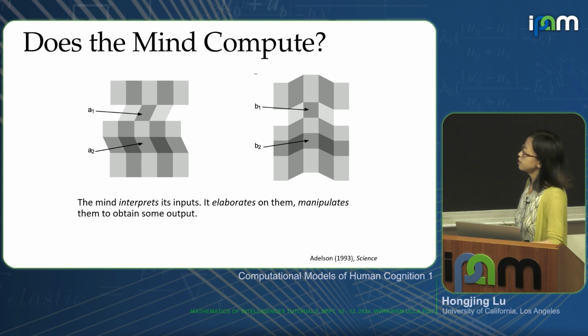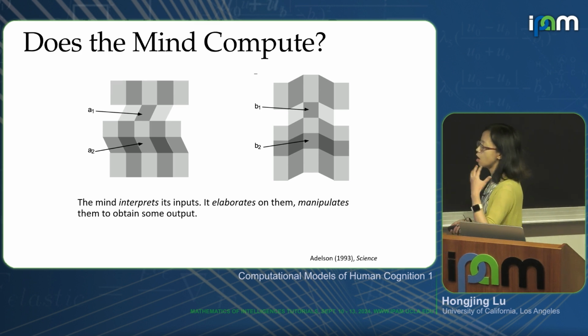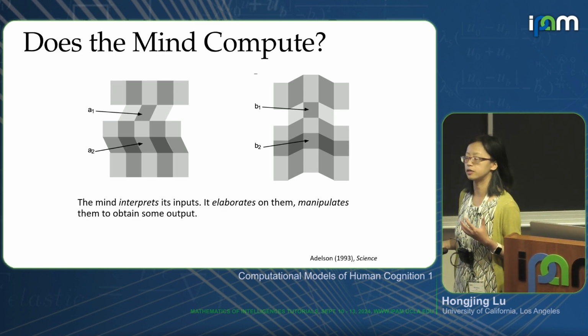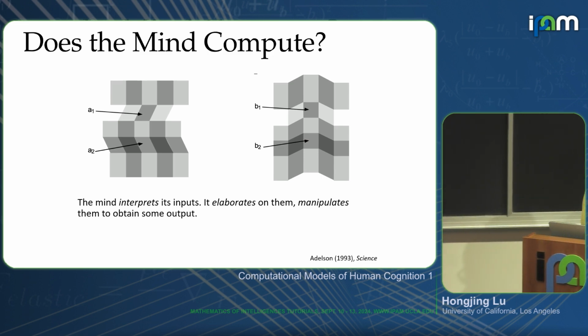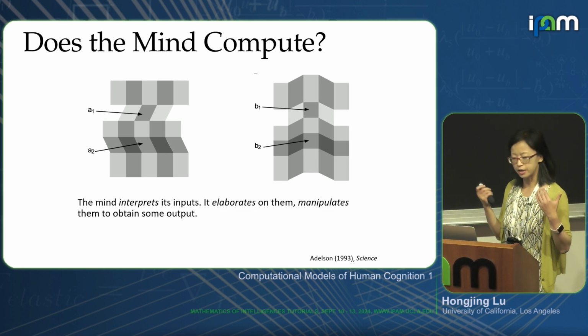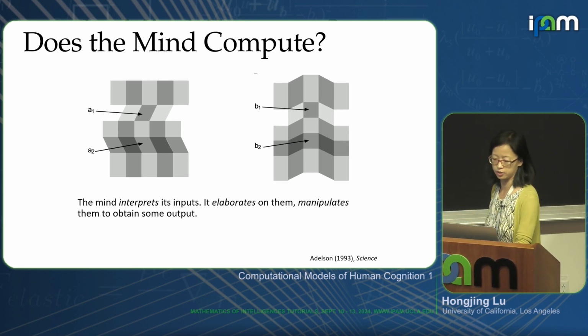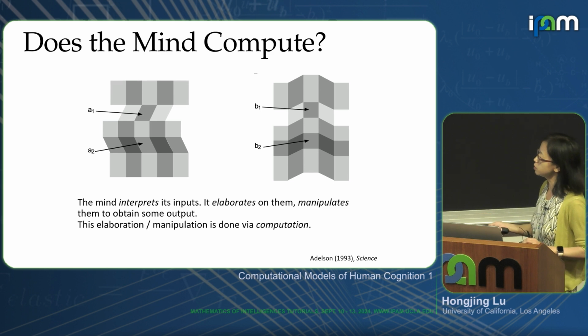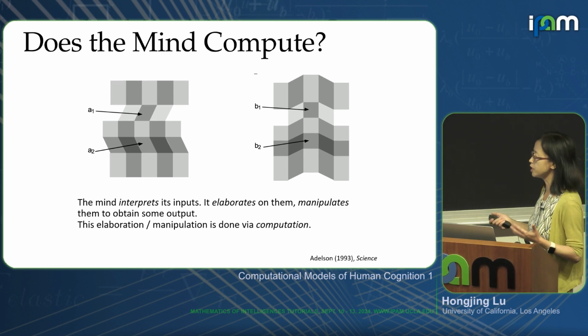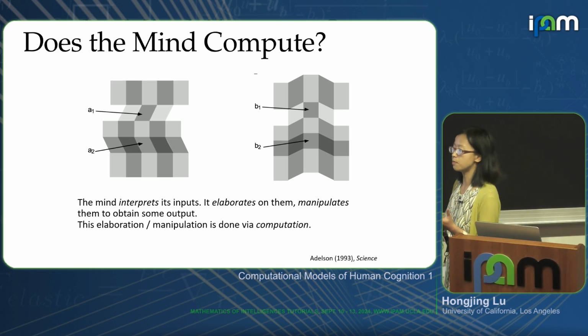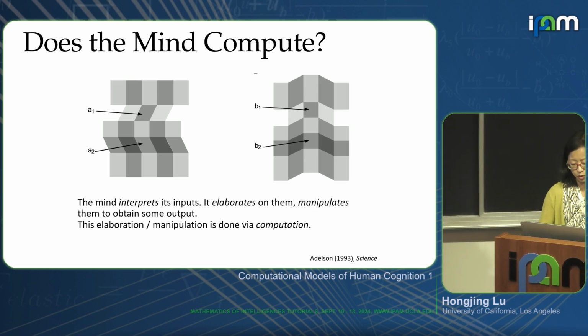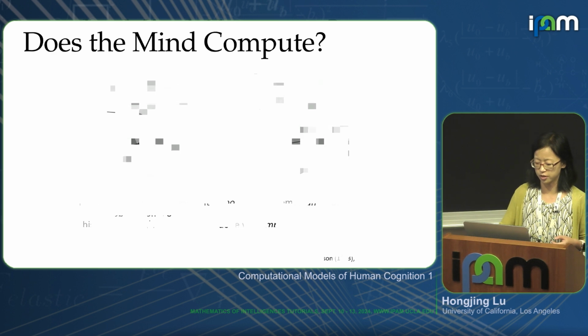The idea here is that your mind is always trying to interpret the input, and the computation is trying to elaborate and manipulate it to obtain the output. This elaboration and manipulation can be done through computation. But why does the mind need to do this computation? You can probably ask this question here.